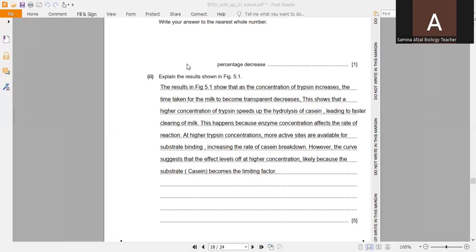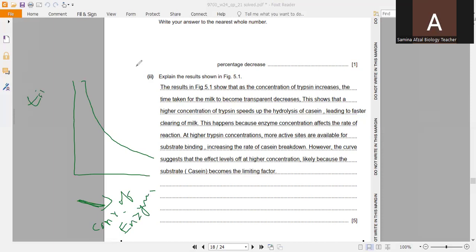So after this explanation, I would like to explain the answer which I have written. The result in figure 5.1 shows that as the concentration of trypsin increases, the time taken for the milk to become transparent decreases. As you have seen in the graph, on this side they have taken the concentration of trypsin, the enzyme, and on the other side, the time taken to hydrolyze. So in this way, the time is decreasing.